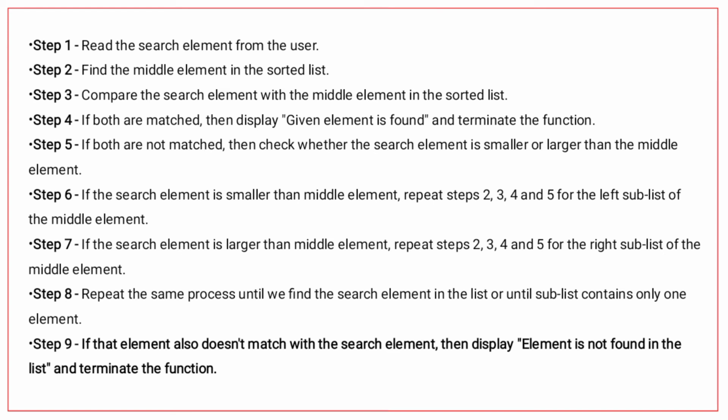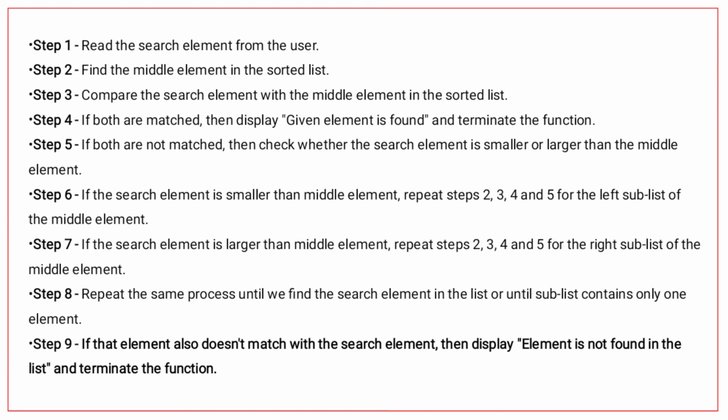Step 6. If the search element is smaller than middle element, repeat steps 2, 3, 4 and 5 for the left sublist of the middle element. Step 7. If the search element is larger than middle element, repeat steps 2, 3, 4 and 5 for the right sublist of the middle element. Step 8. Repeat the same process until we find the search element in the list or until sublist contains only one element. Step 9. If that element also doesn't match with the search element, then display element is not found in the list and terminate the function.